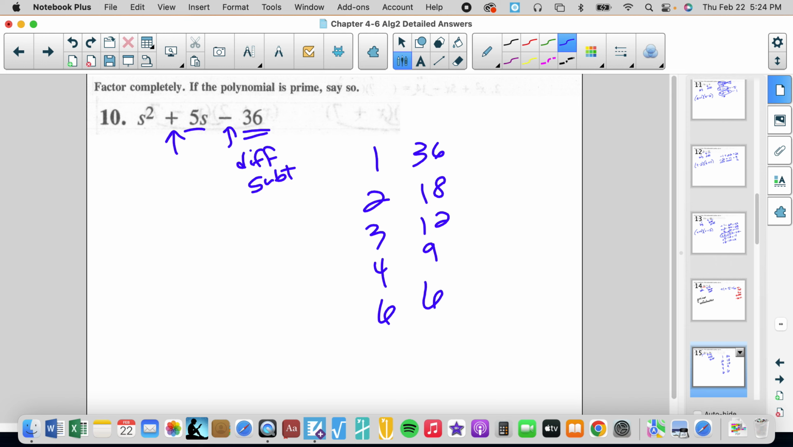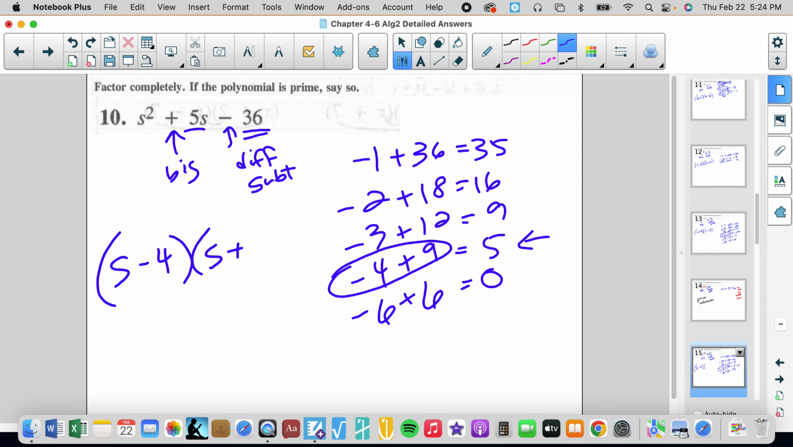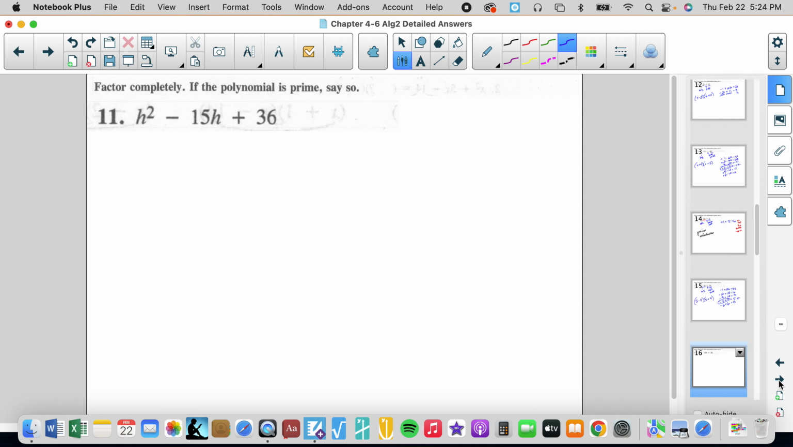Signs are different, and the bigger is positive. Remember, when we write our factor pairs like this, the bigger of the two numbers will always be on the right side. And we need our signs to be different. That's 35, that's 16, 9, 5, 0. Which one equals 5? These two. So you get s minus 4, s plus 9. Super easy way of learning how to factor.